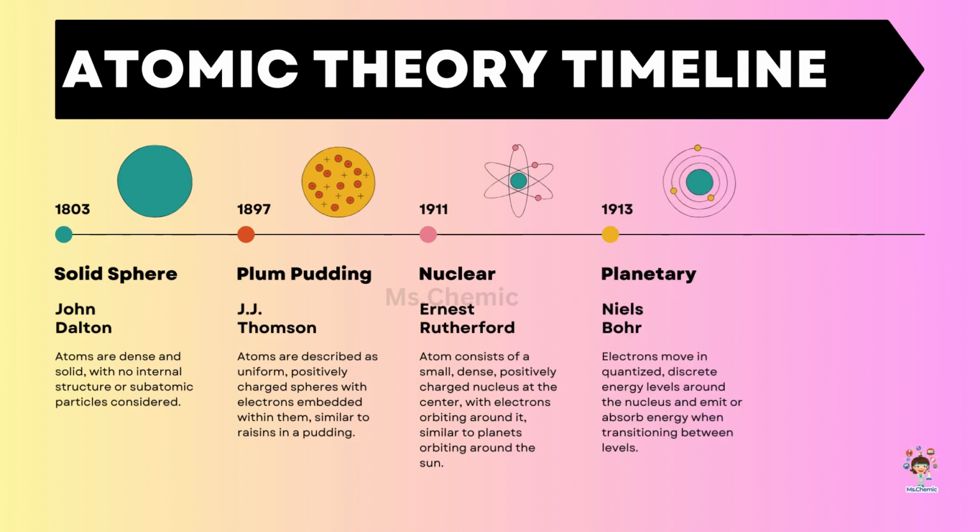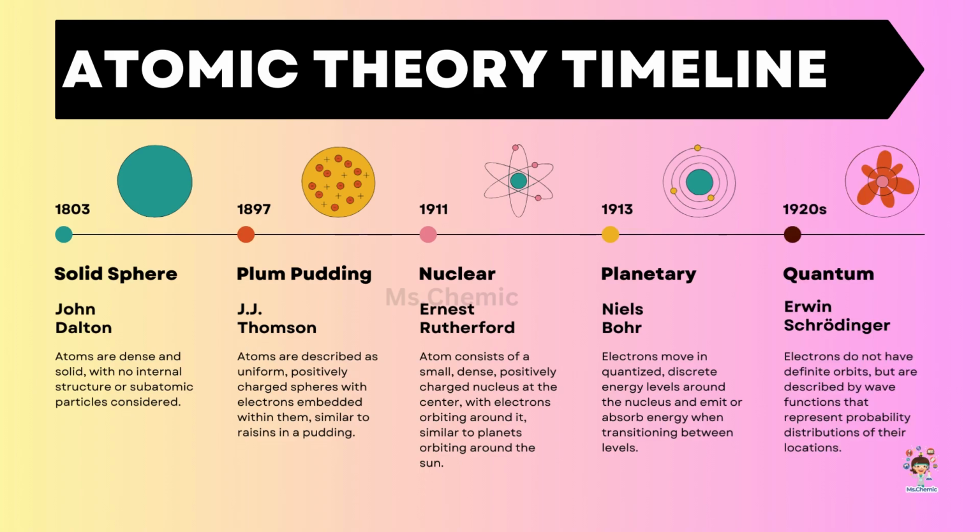1913, planetary model, Niels Bohr: electrons move in quantized, discrete energy levels around the nucleus and emit or absorb energy when transitioning between levels. 1920s, quantum model, Erwin Schrödinger: electrons do not have definite orbits, but are described by wave functions that represent probability distributions of their locations.